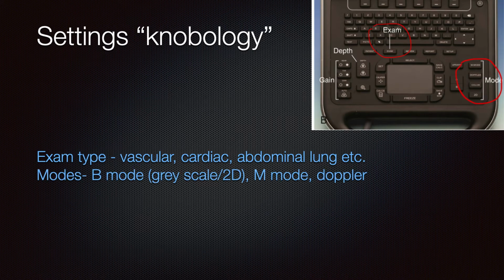We're going to talk about those: B mode, or what's commonly called grayscale or 2D imaging, M mode, and Doppler. Then also the gain, which is the brightness of the image, and the depth, which is exactly what it sounds like.